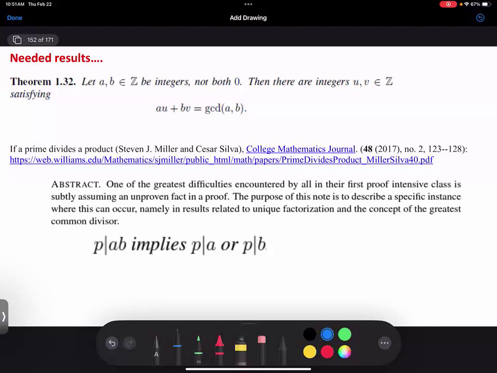Now, if I have the greatest common divisor, and I have another divisor of both a and b, does that have to divide the greatest common divisor? So the greatest common divisor is defined as the largest number that divides both a and b. If I give you another number that divides both a and b, by definition, does it have to divide the largest number? Why?